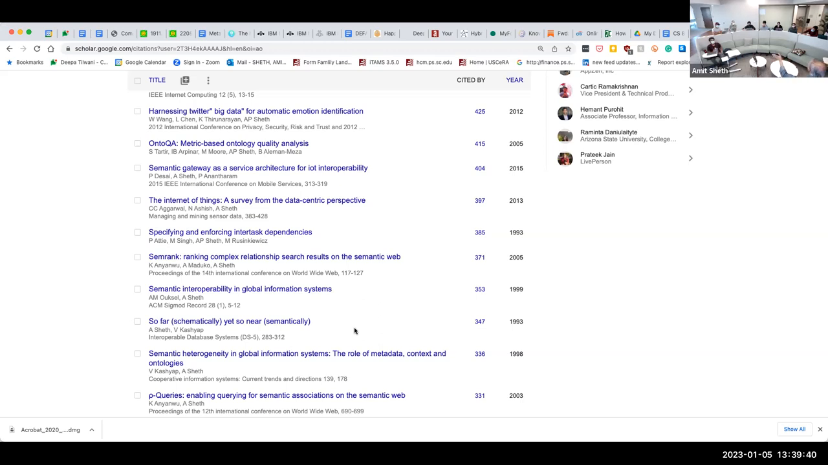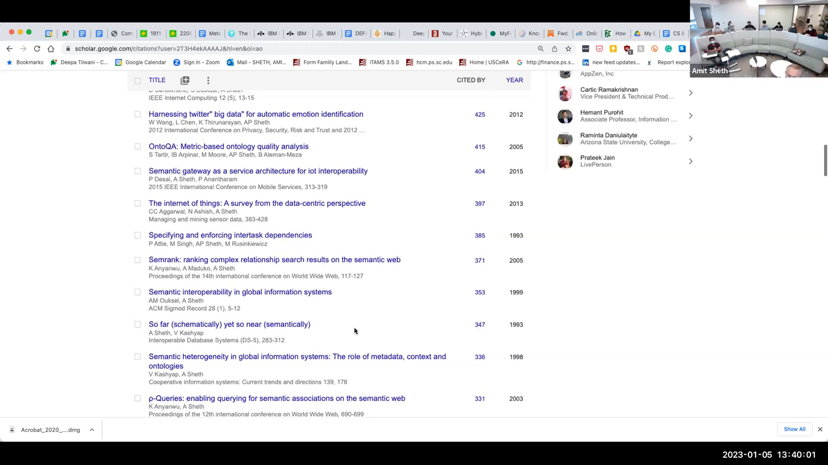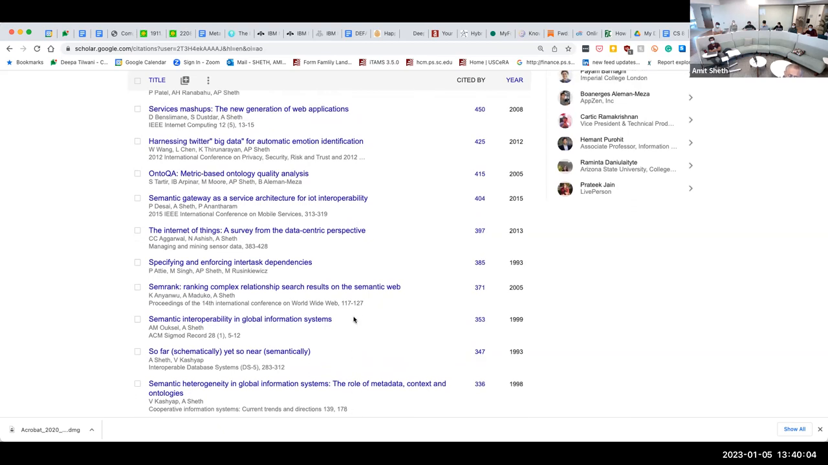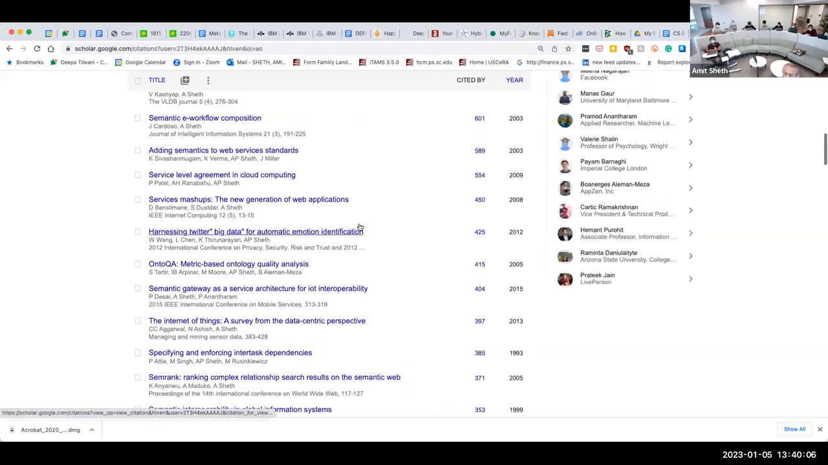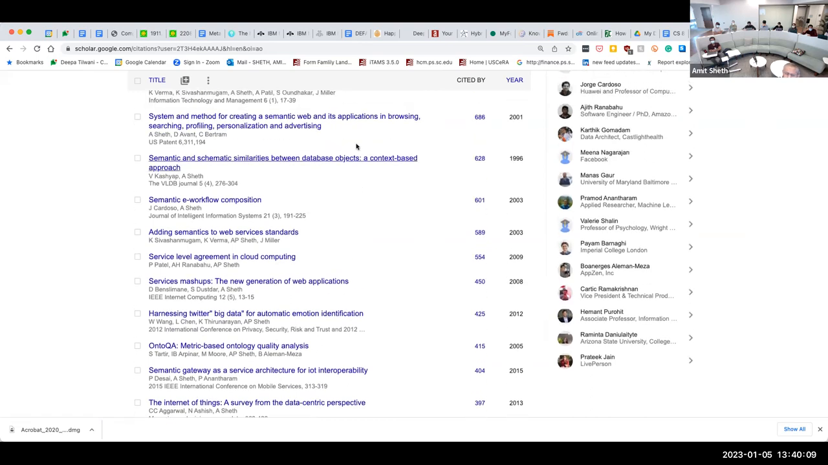Where there is a consultant or contractor, worker and employee differ: an employee is given the benefits and the others, while non-employees who are workers are not given benefits. There will be all those kinds of definitions. But this one had a very important outcome. This paper was followed up by this 1996 paper: Semantic and schematic similarities between database objects, a context-based approach.